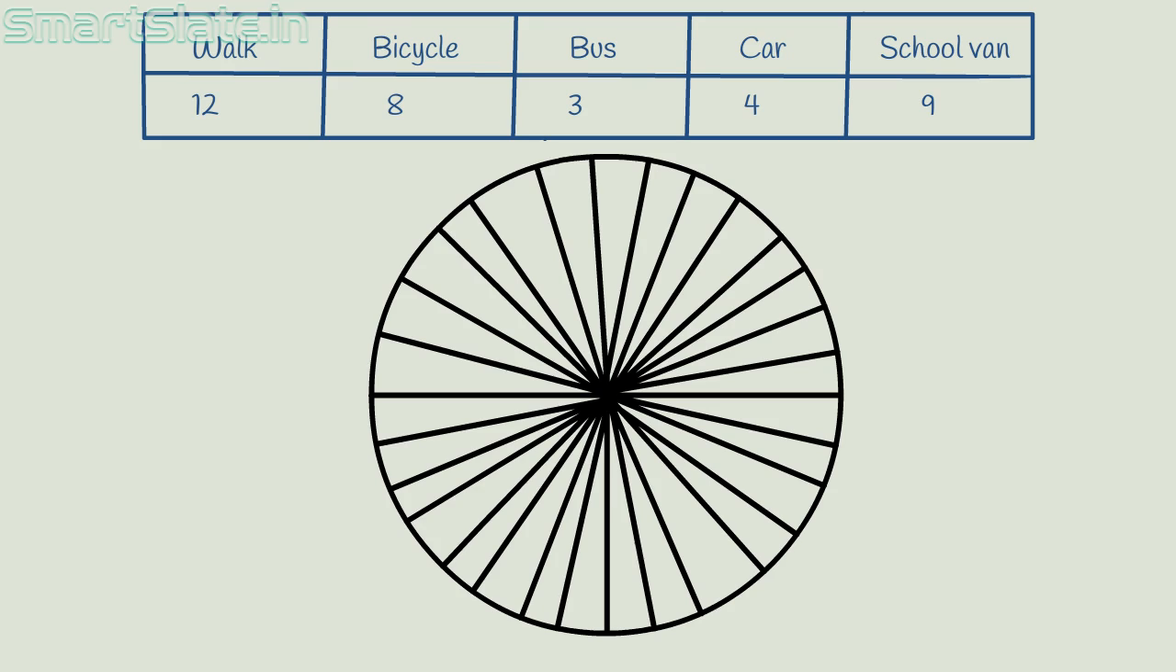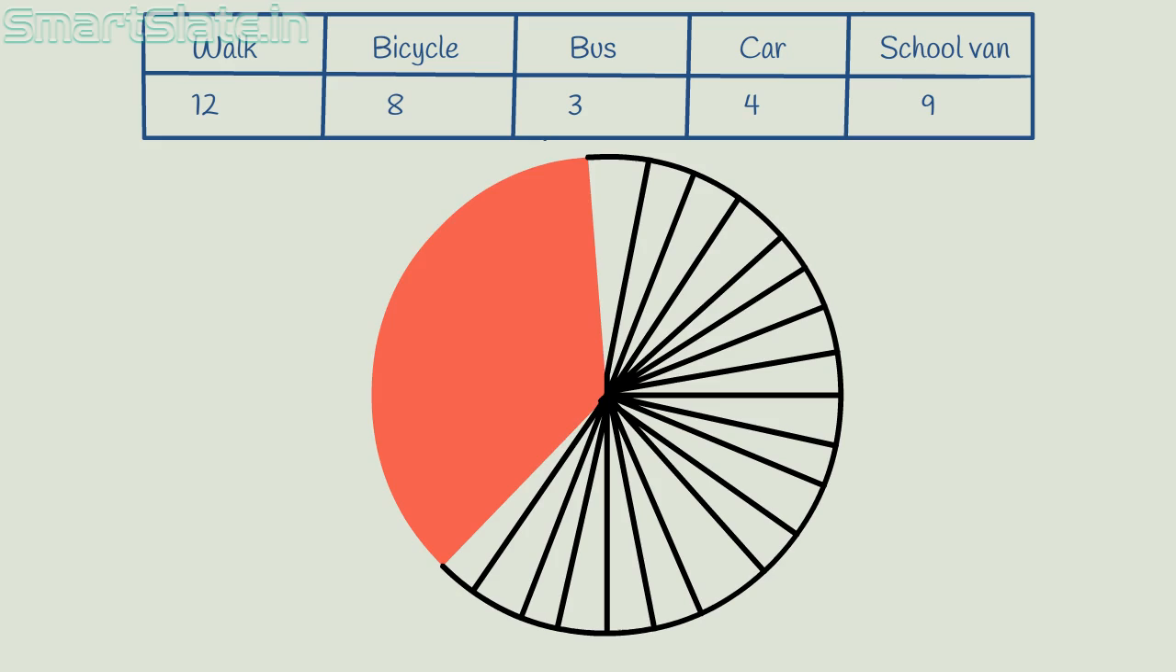Let's first represent students who walk to the school. There are 12 such students. Since each student can be represented by a sector of 10 degrees, 12 can be represented by 120 degrees. This is the sector which makes 120 degrees with the center of the circle. This sector represents the number of students who reach the school by walk.